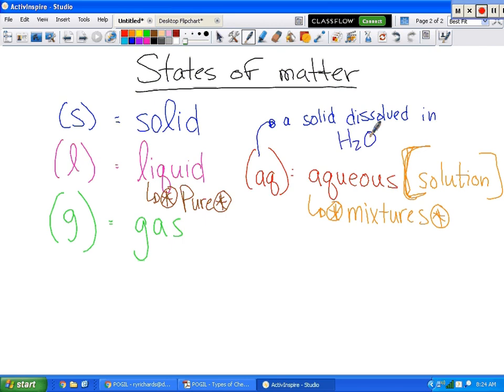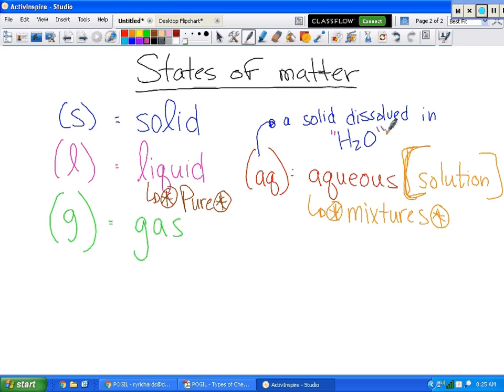Now, this is kind of, let me actually do this. I'm going to put quotation marks around the word water. Now, I'm reaching way back here to ask you this question. Way back. What is that thing called that does the dissolving? The solvent. What is the thing that gets dissolved? Solute. Okay.